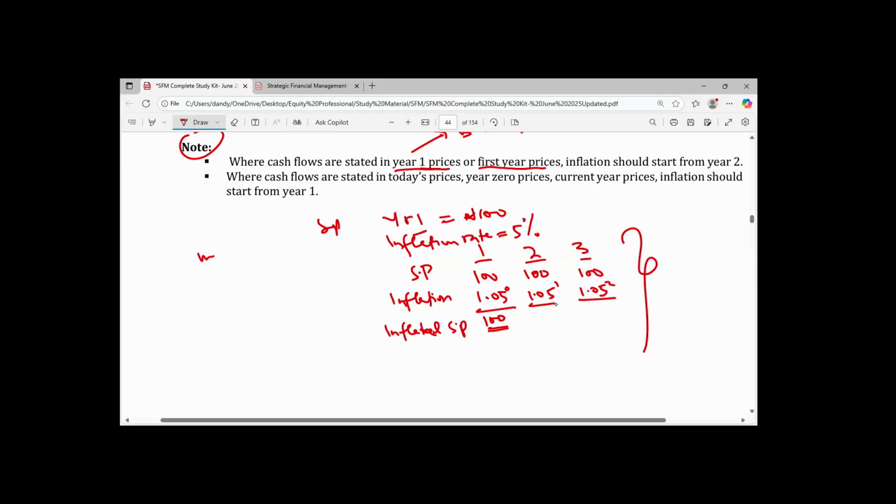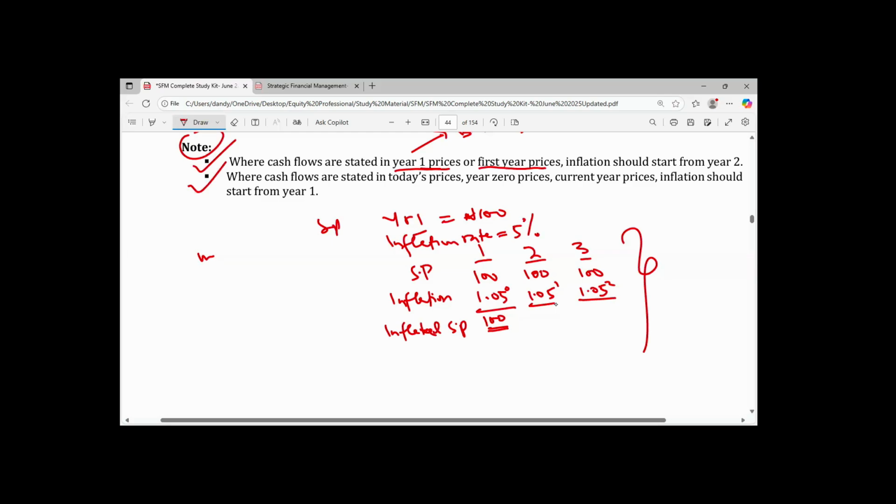So what will determine when you are going to inflate is whether you are given, that is what will indicate, or show you, that you are supposed to inflate from year 1 or from year 2. It will depend on the nature of the cash flow. So if the cash flow is stated in year 1 prices, today's prices, year 0 prices, or current value terms. So that is the essence of this additional information I've shown you here. You must know when to inflate.